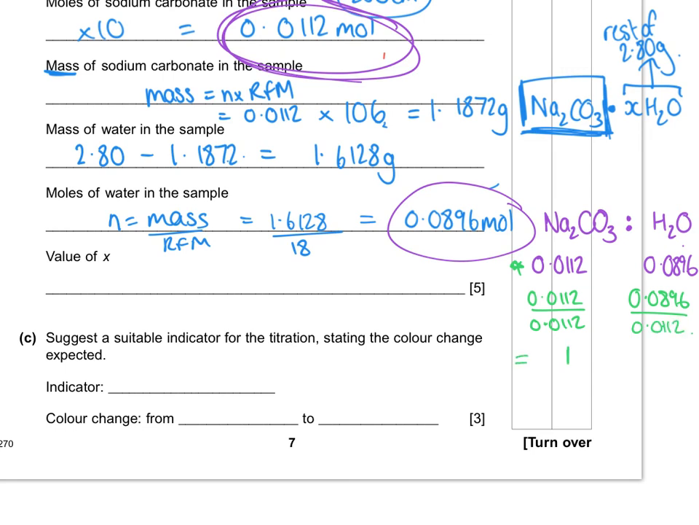Dividing both of those numbers, obviously you're going to get 1 for the number of moles of sodium carbonate, and the number of moles of water works out as 8. That tells us that the formula of sodium carbonate to X amount of waters is 1 to 8. So that means your value of X is 8. So your formula of your sodium carbonate is Na2CO3·8H2O.